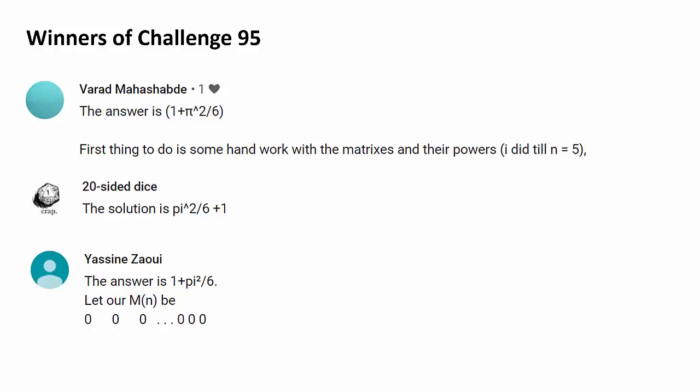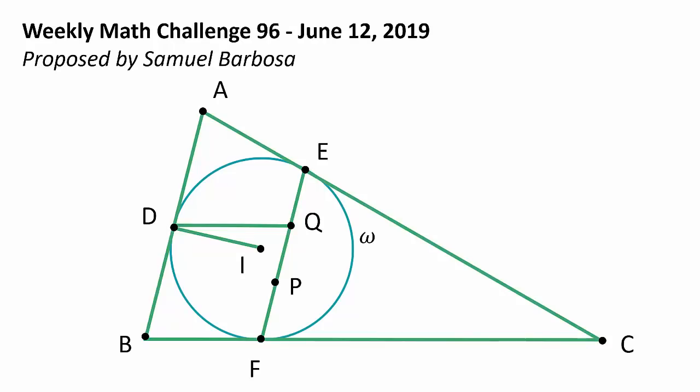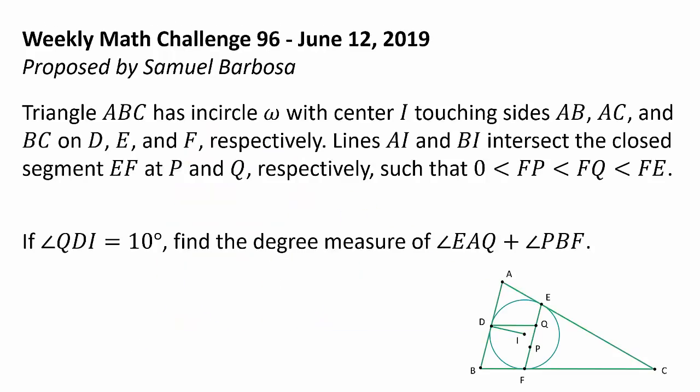Now let's take a look at this week's challenge. We start off with a diagram, and here is the problem statement. And this week's problem was proposed by Samuel Barbosa, to whom I express my heartfelt gratitude for making this week's challenge possible. The problem is, triangle ABC has incircle omega with center I, touching sides AB, AC, and BC at D, E, and F respectively.